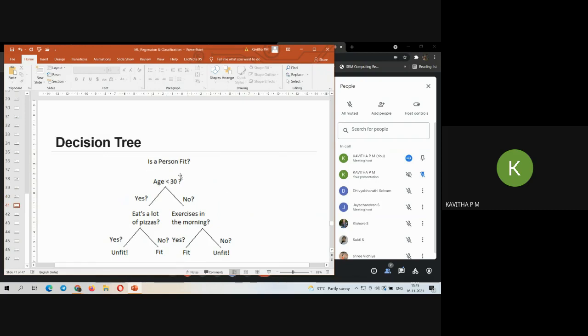Here we have an example of predicting whether a person is fit or not. If the person is less than 30, if yes, and he is eating lots of pizza, if again yes, the person is unfit. Even if the age is less than 30, if he is eating lots of pizzas and junk food, he will be considered unfit. If the person is less than 30 and he is not eating lots of pizza, he is considered fit. Did you understand how we use this decision tree to decide whether the person is fit or not?